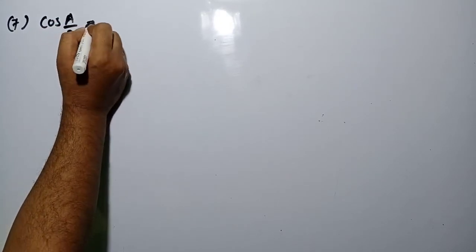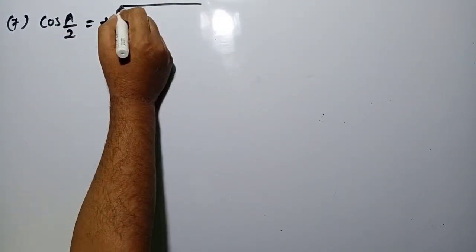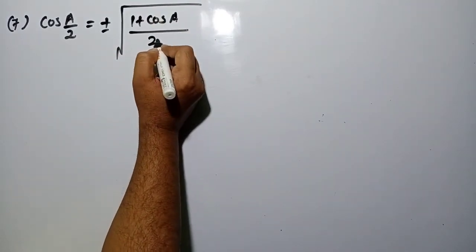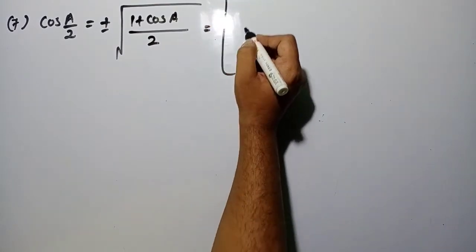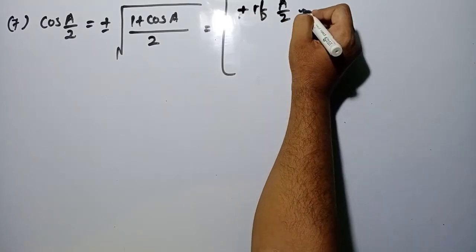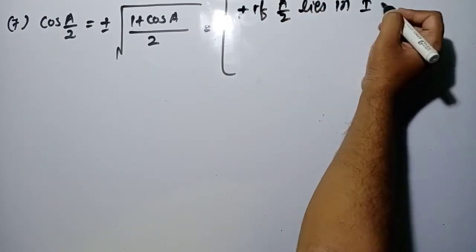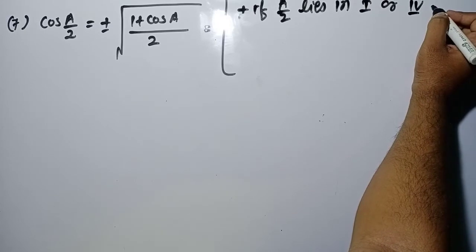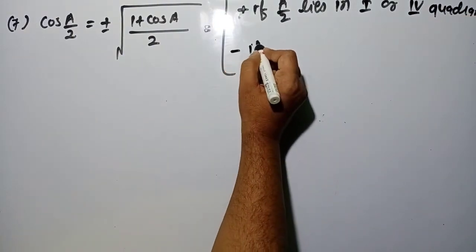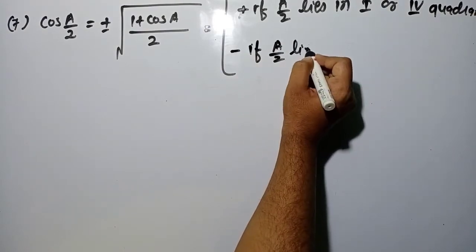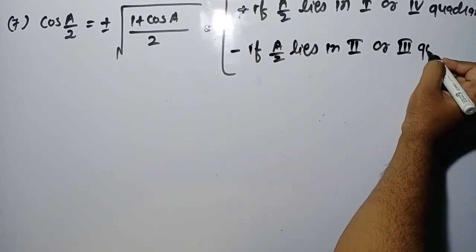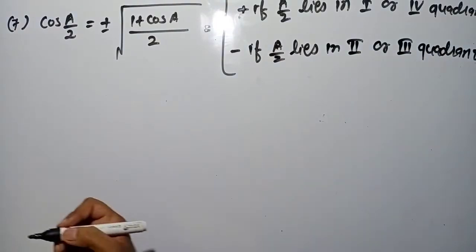Right? Now cos a by 2 can be written as plus minus root of 1 plus cos a divided by 2. Similarly, students, if cos a by 2 is plus, in which quadrant is cos plus? Cos is positive in first and fourth quadrant. Similarly, if it is minus, then a by 2 lies in which quadrant? Second and third quadrant. Right, student?